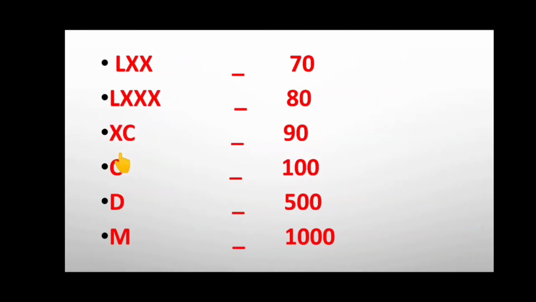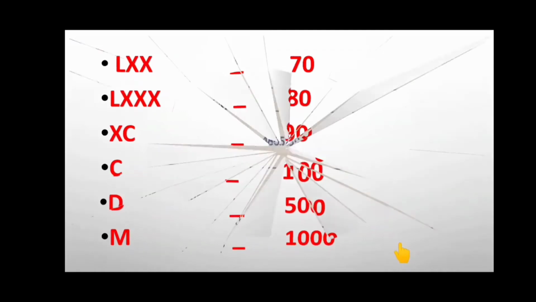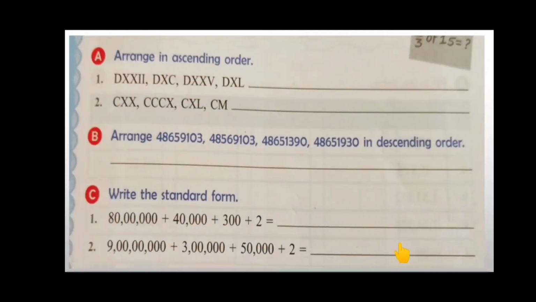C is written as 100. When X comes before C, it is minus 10. So that is 90. Then C is written as 100. D is written as 500. M is written as 1000. Is it clear, children? Now let's do the exercise.